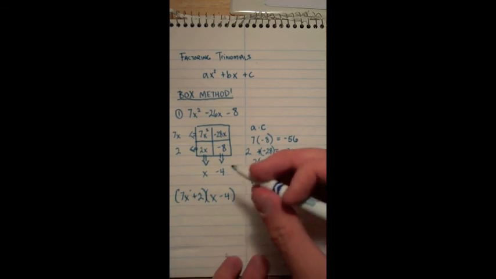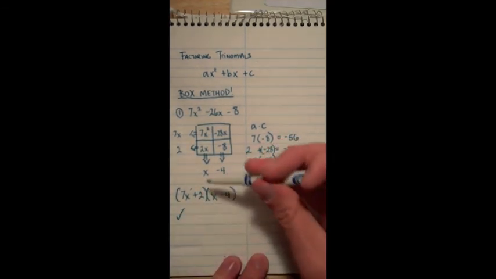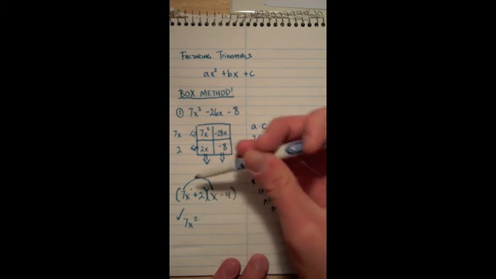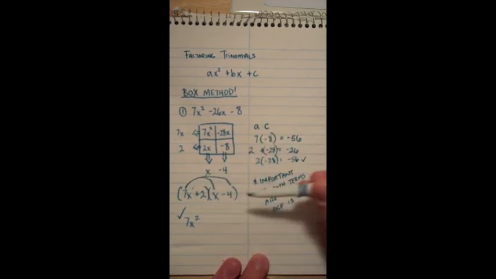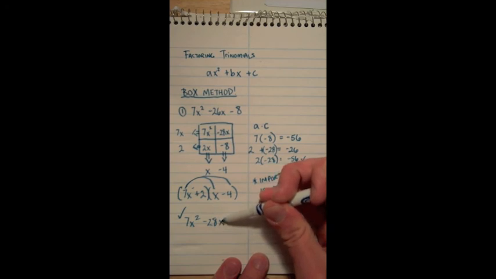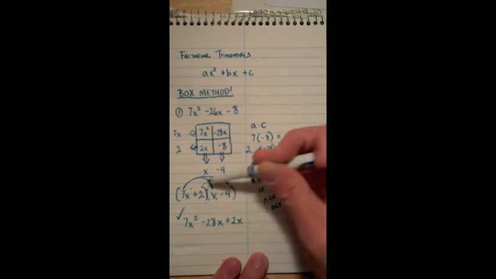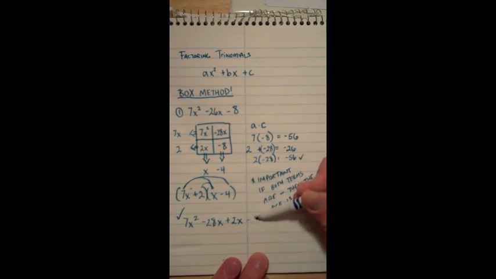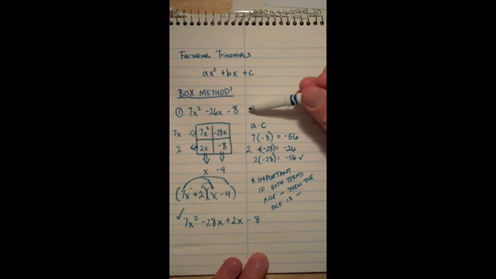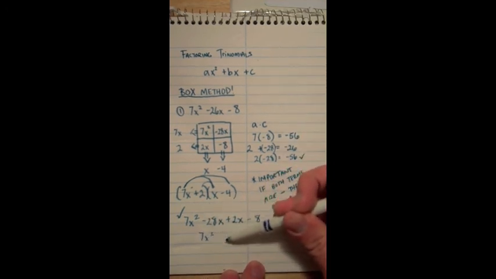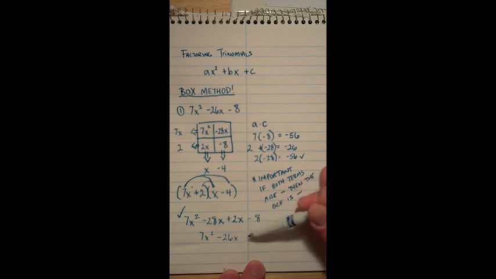Well, let's make sure we always check our answer, so let's FOIL this out. 7x times x is 7x squared. 7x times negative 4, that's negative 28x. 2 times x is plus 2x. Finally, 2 times negative 4, that's negative 8. This should end up being exactly the same as what we started with over here. So I'm getting 7x squared minus 26x minus 8, which is what we started with.